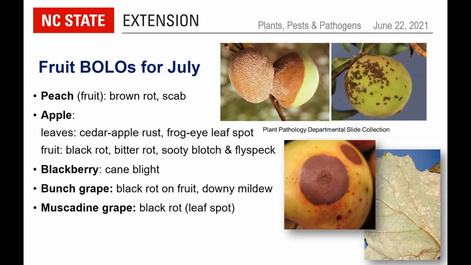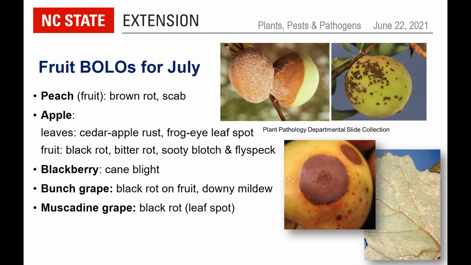On the leaves of apple, cedar apple rust, I'll show a picture in a moment of something like that. Frog eye leaf spot. And on the fruit, black rot, which is the same fungus as the frog eye leaf spot, but also bitter rot, which you see in the photograph there, the lower picture of the apple. Sooty blotch and fly speck, you can see a little bit of fly speck there as well, but that is a cosmetic issue and not something that's going to affect the quality of the apple unless you're trying to sell it. Cane blight on blackberry could be something that you might come across.